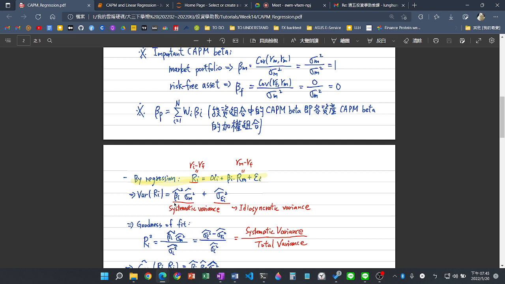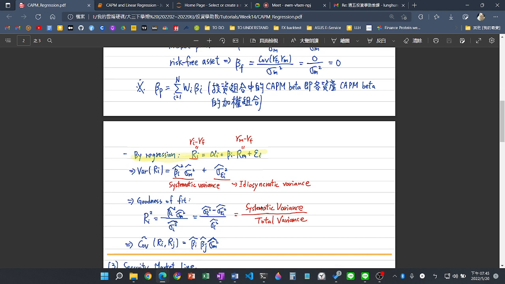And the second term does not contain any market fluctuation or market data whatsoever, and that is why we call it idiosyncratic variance, because the market's fluctuation cannot explain the fluctuations of this stock in this part.